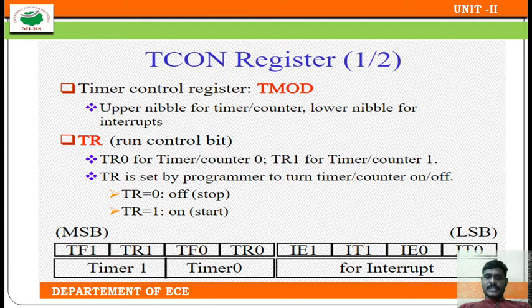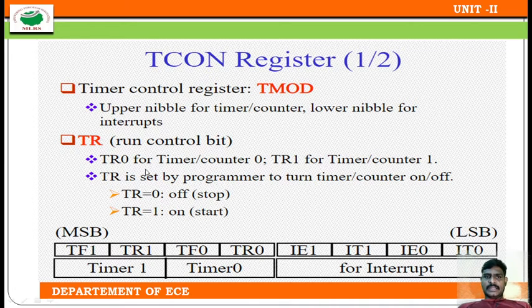If I want to initialize my TMOD register, I need to turn on signals from the TCON register. Here TR is a run control bit, which means that if I want to turn on my timer, it is required to use TR. Okay, run control.